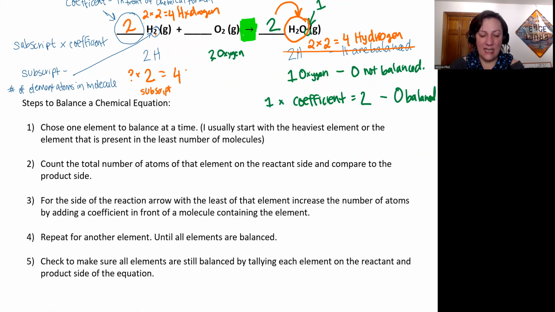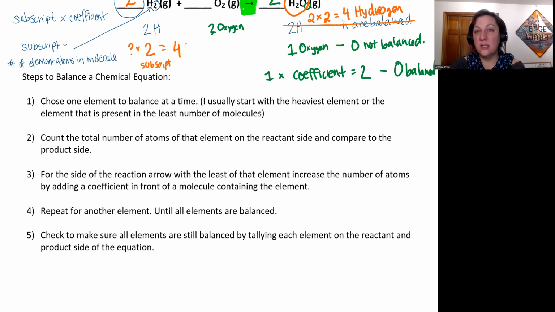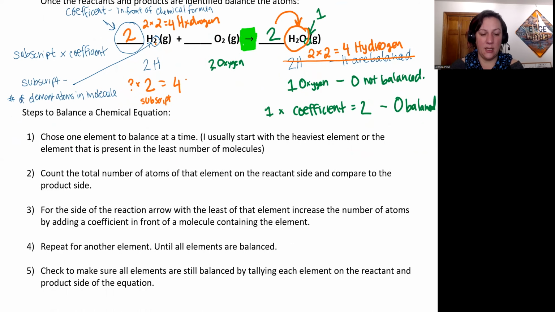So as you practice these, and they take a little bit of practice, use these steps for balancing. And I'll show you a few more examples here that I'll walk through.